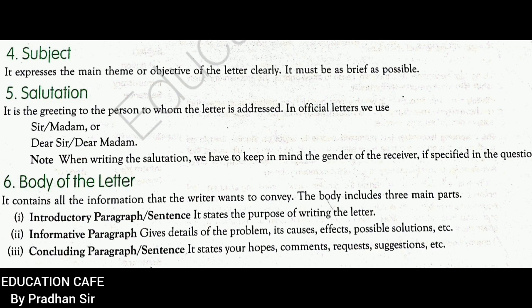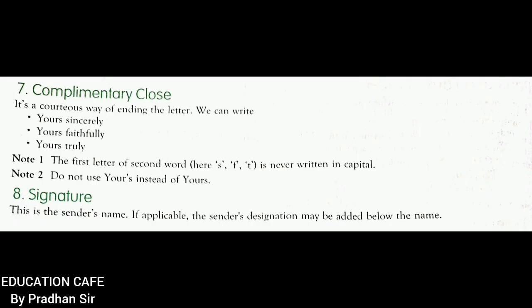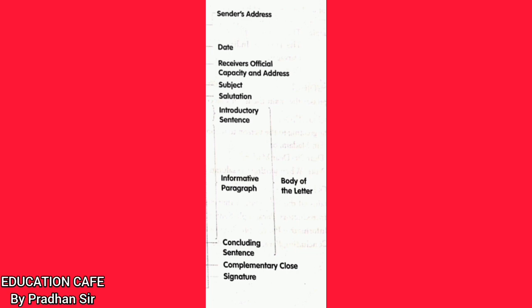Number seven point is the complimentary close, or what we say subscription. It is the courteous way of ending the letter. We can write Yours sincerely, Yours faithfully, Yours truly. Friends, remember the first letter of the second word, that is sincerely, faithfully, truly, is never written in capital letter. In the end, I have shared one format of a formal letter. You can see it, students. Sender's address, then one line gap, the date, one line gap, receiver's office capacity and address, then one line gap, subject, then one line gap, salutation, and then you start the introductory sentence, then the body of the letter, finally the concluding sentence, complimentary close, that is subscription, and signature.